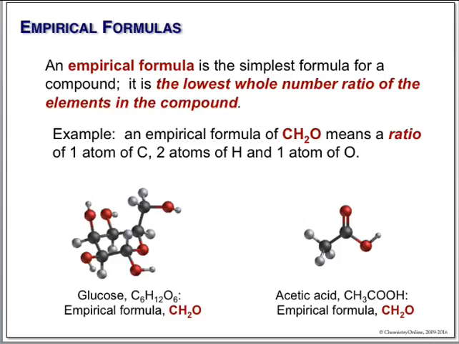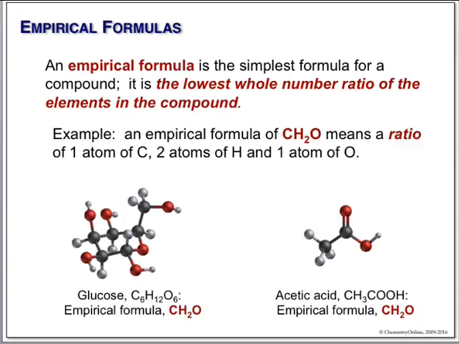So to get the lowest whole number ratio here, you would divide everything by 6, wouldn't you? So 6 divided by 6 is 1 carbon, 2 hydrogens, and 1 oxygen. This is acetic acid. It has 2 carbons, 4 hydrogens, 2 oxygens. Its empirical formula is also CH2O. That's the lowest whole number ratio. Now, you might say, gee, that doesn't tell us a whole lot of information about our compound, does it? Why do we care?